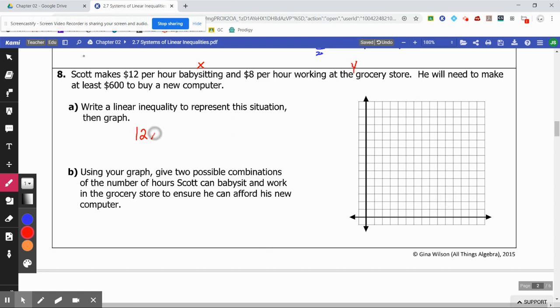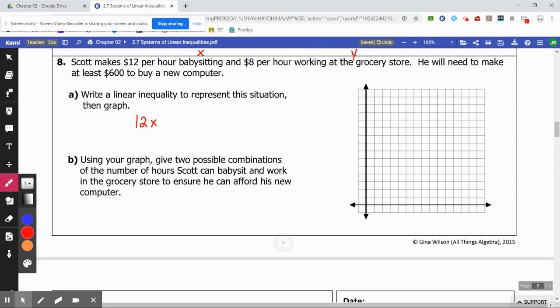So he makes $12 per hour babysitting. So for X would be your hours, 1 hour, $12, 2 hours, $24, and so on and so forth. Plus, he makes $8 per hour working at the grocery store. So 8Ys, where Y is the number of hours he spends at the grocery store, is the money he makes there. So that's how much he makes, and he needs to make at least, which would be greater than or equal to 600 to be fine, so we can throw in the or equal to. He needs to make at least 600.